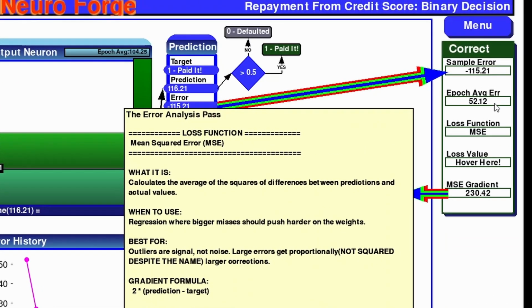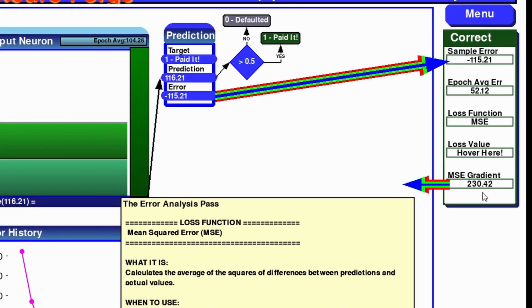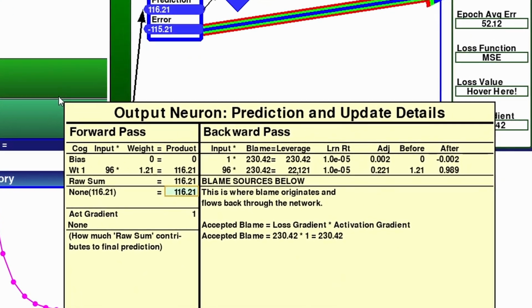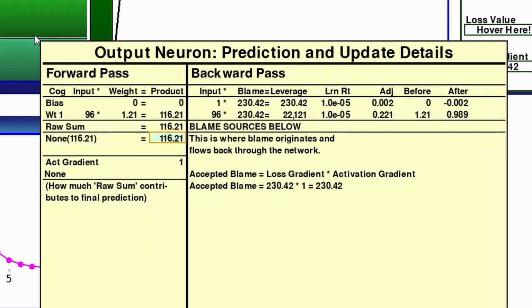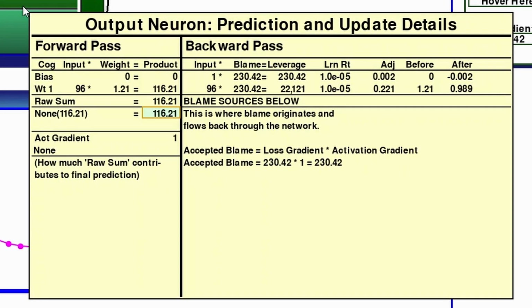Nudge it. We take that large error and run it through a loss function. To keep it simple, we used MSE. MSE takes that error of negative 115 and gives us a gradient of 230. I like to think of gradient as blame. So we take that blame, multiply it by the input and a learning rate. The learning rate turns it from a big push to just a nudge. You can see those calculations on the right-hand side.